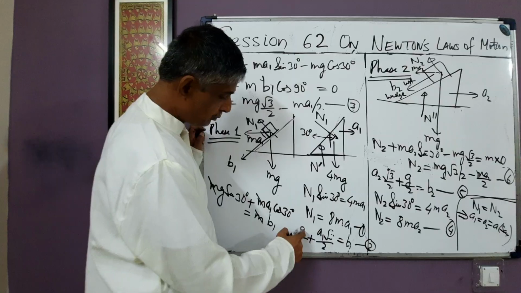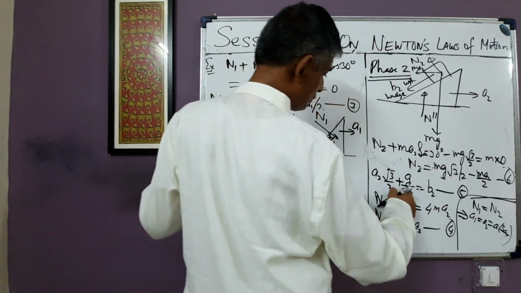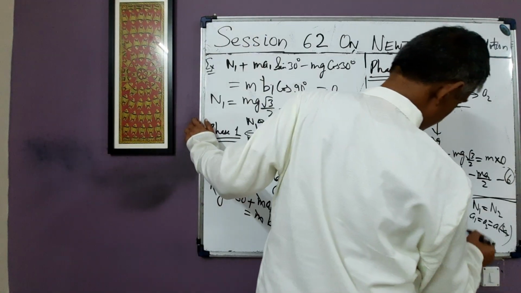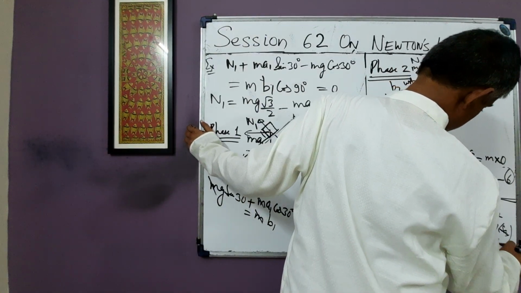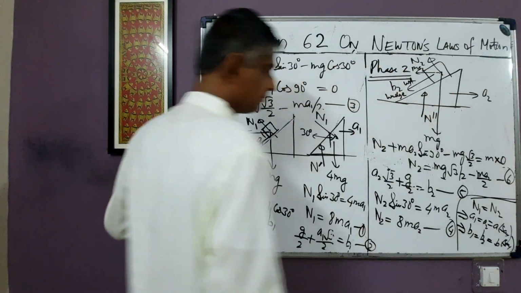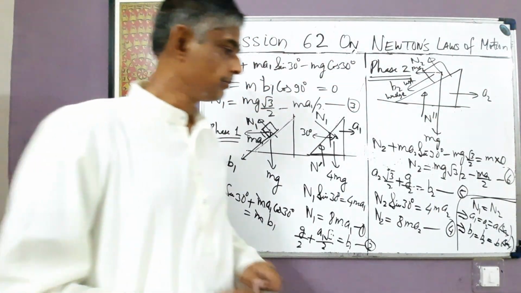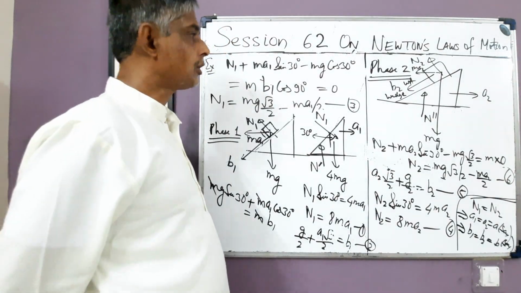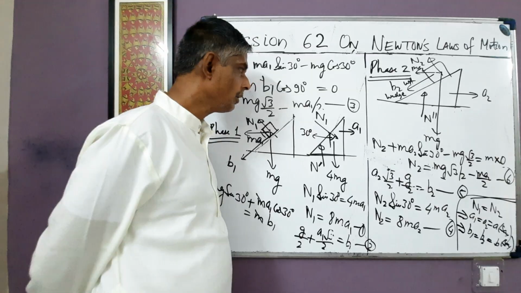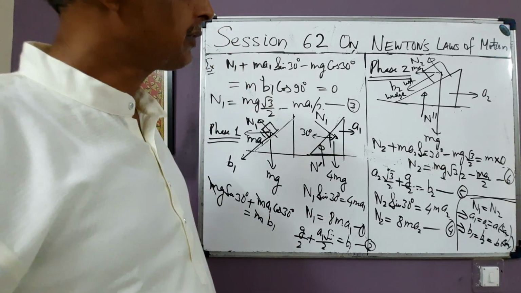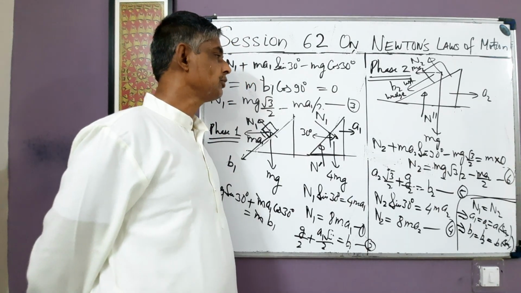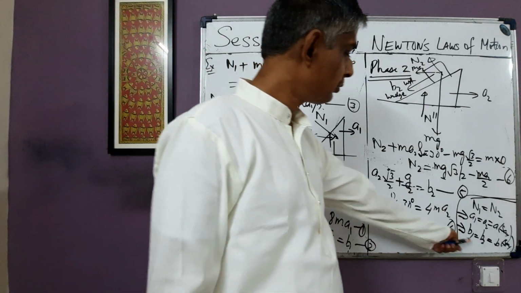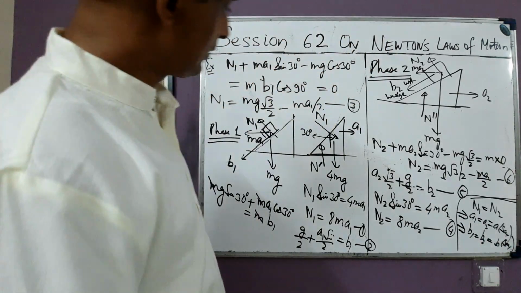b1 is equal to a1 root 3 by 2 plus g by 2. b2 is equal to a2 root 3 by 2 plus g by 2. Since a1 and a2 are equal, b1 and b2 are also equal to b, say. So I have now proved that during the entire course of motion of the block on the wedge incline, the acceleration of the block with respect to the wedge has a constant magnitude in the downward direction, and its magnitudes b1 and b2 are both equal, denoted by b, say. So this I have already proved.